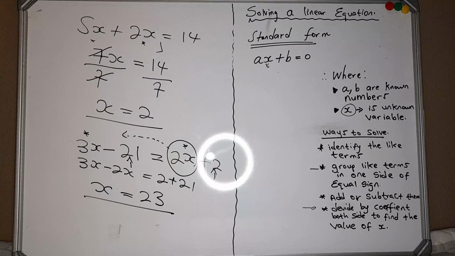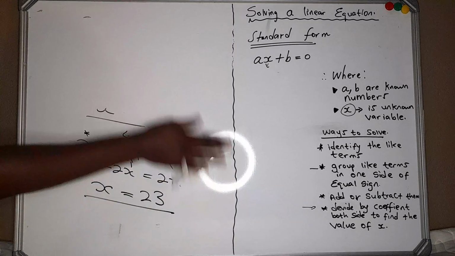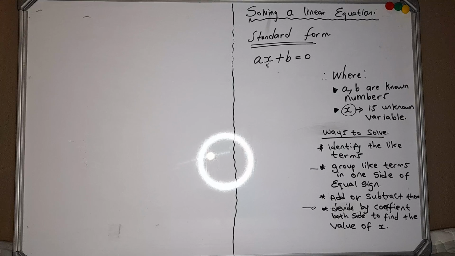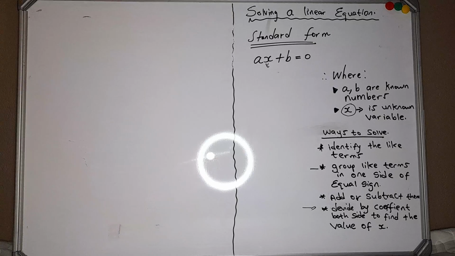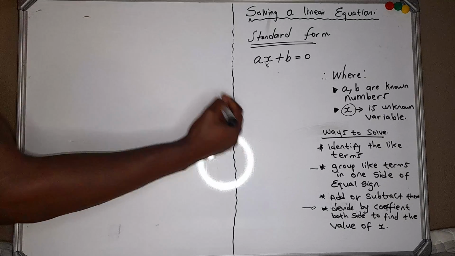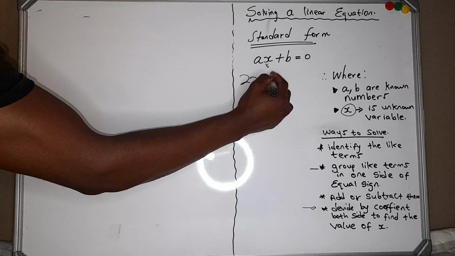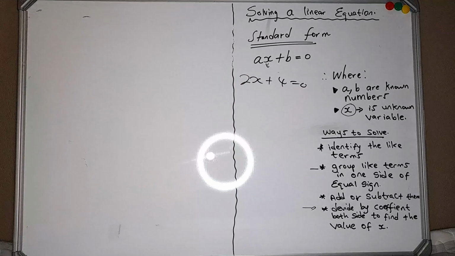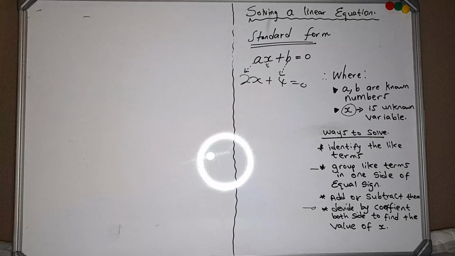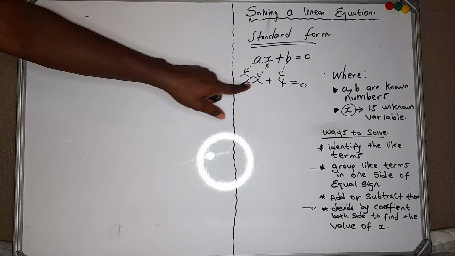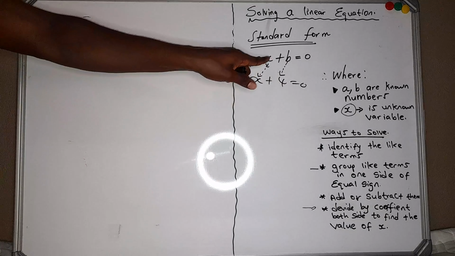I was trying to show you the standard form of a linear equation. So now let's explain the form. This form, where ax plus b is equal to 0, means the standard form of your linear equation is the same as 2x plus 4 is equal to 0, where this a is your 2, where this b is your 4, and this x is still the same, which means x doesn't change because we want to solve for it.